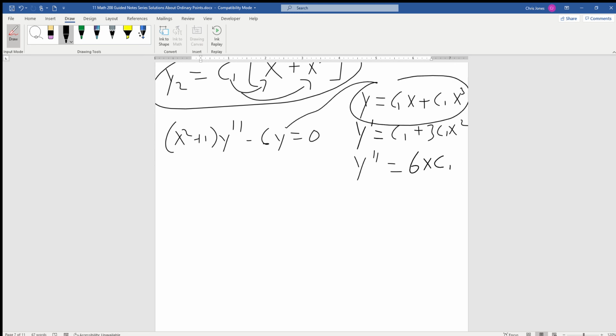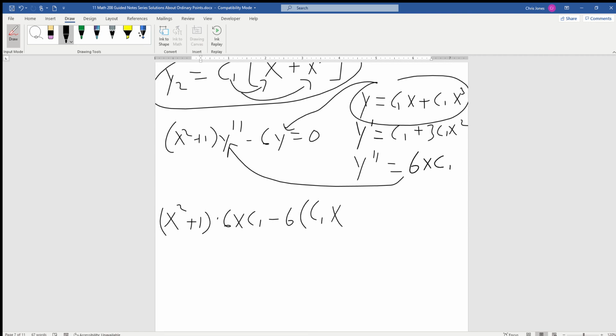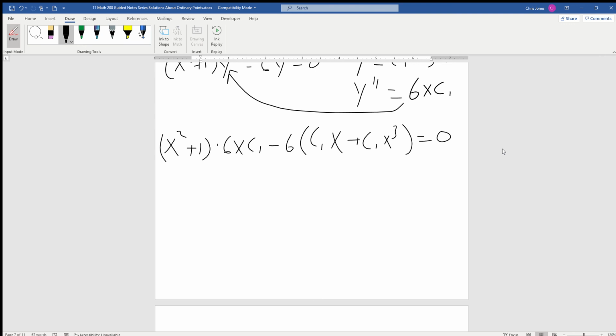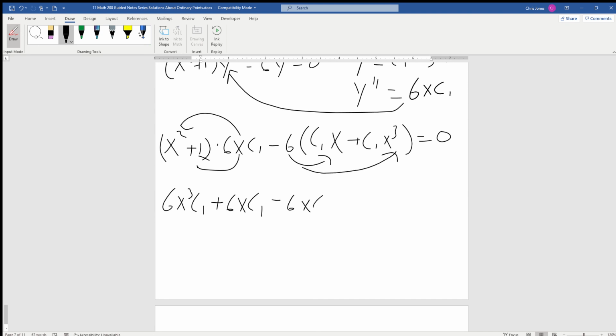All right, so we're just going to plug this back in for y. We're going to plug this back in here. X squared plus 1 times 6x c1 minus 6 times the quantity of c1x plus c1x cubed equals 0. We're going to distribute, and that's going to wind up with 6x cubed c1 plus 6x c1. We're going to distribute negative 6. Negative 6x c1 minus 6c1x cubed.